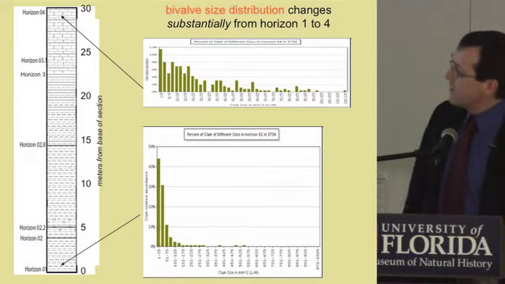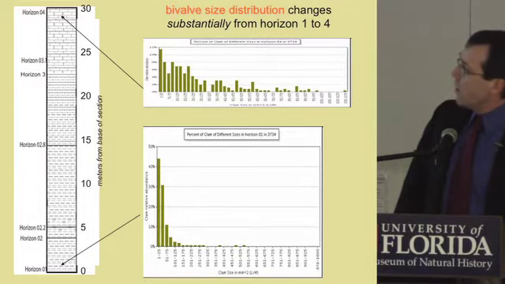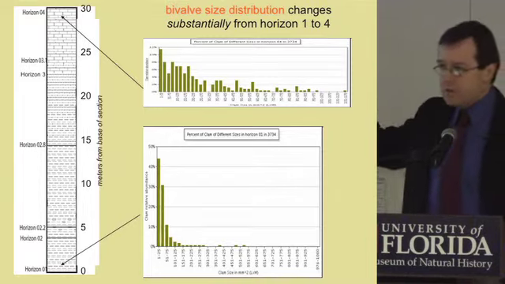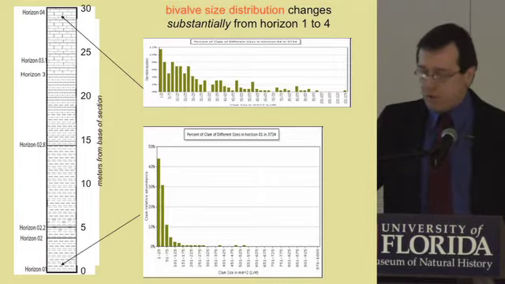And here you can see it in the size data, bivalves from the top of the section and from the bottom of the section, and you can see that long tail on the top histogram there is showing that for brachiopods, the size distribution is quite a bit broader.